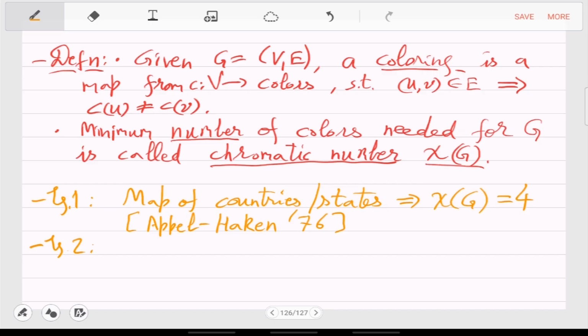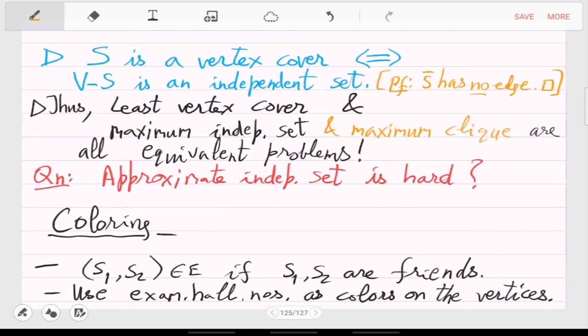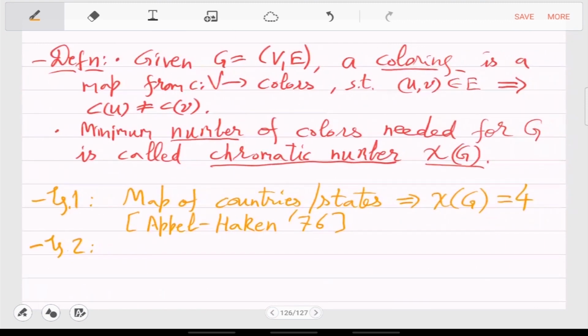And similarly, this example that we took, where you look at the social graph and color that, the chromatic number of that graph will give you the number of examination halls. So in the social graph, the chromatic number will give you the minimum number of halls.